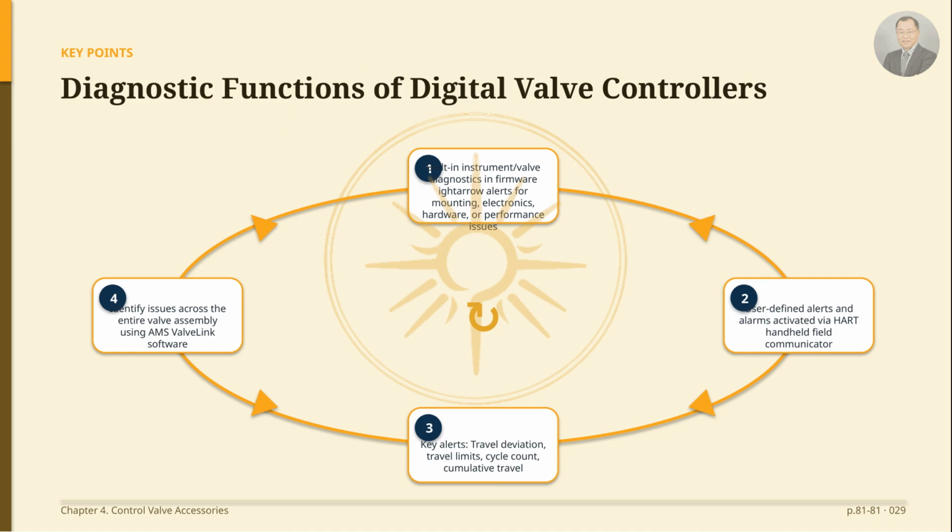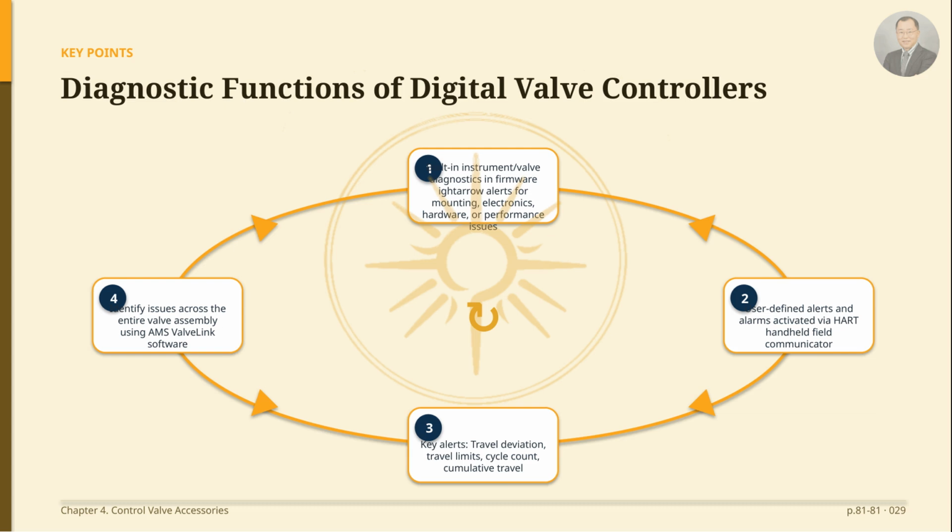Digital valve controllers have built-in instrument and valve diagnostics within their firmware, sending alerts if problems occur with instrument mounting, electronics, hardware, or valve performance. When a HART-based handheld field communicator is connected to the digital valve controller, user-configured alerts and alarms are activated. These flags notify the user of the current status and potential valve or instrument problems. Typical alerts include travel deviation, travel limit, cycle count, and travel accumulation.